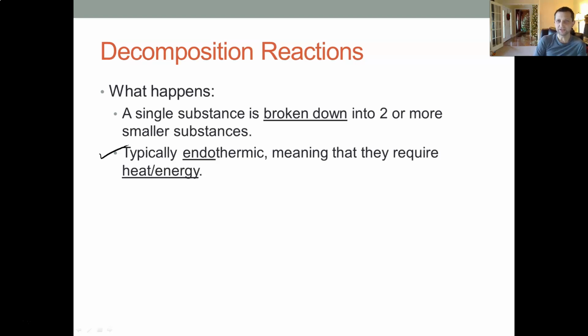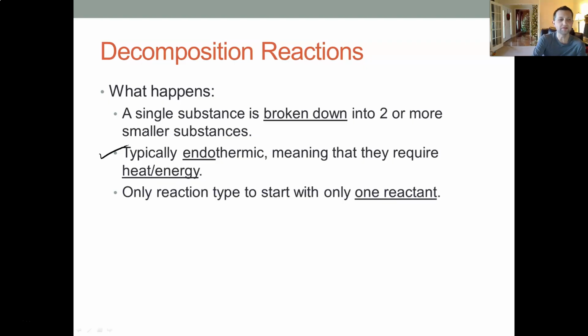Not every decomposition is endothermic, but a lot of them are, because it takes some work to break down the single substance that you have. So this is the only reaction type where we start with only one reactant. It's very easy to figure out what a decomposition reaction is because it's the only one that starts with one reactant and one reactant only. All the other reaction types start with more than one reactant, so decomposition reactions stick out pretty easily.